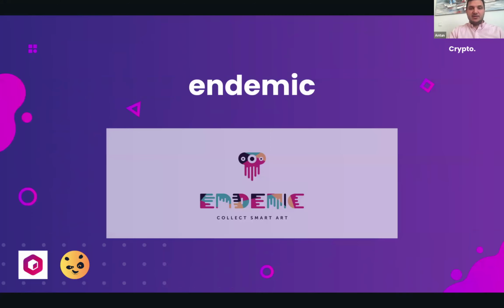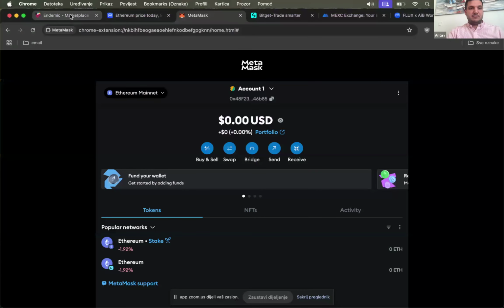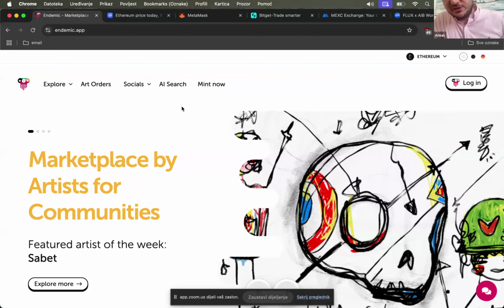So with that in mind, I would like to go into the main platform that you guys are using, which is the Endemic platform. With the Endemic platform, you can immediately, if you choose, of course, integrate MetaMask into your Ethereum, into your Endemic wallet and into your Endemic profile.